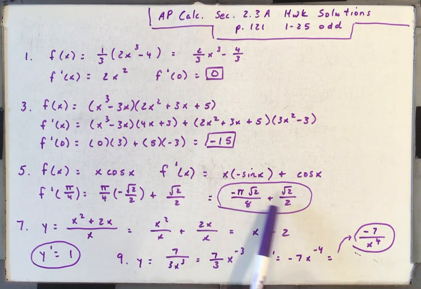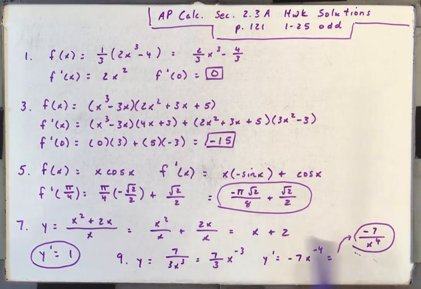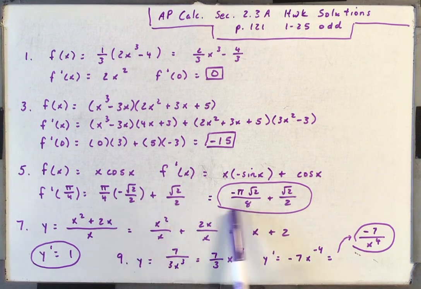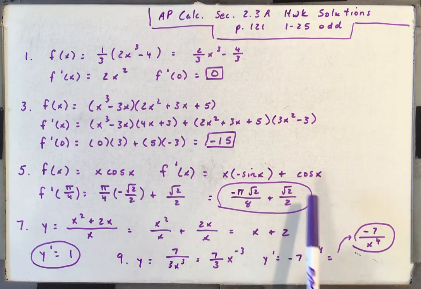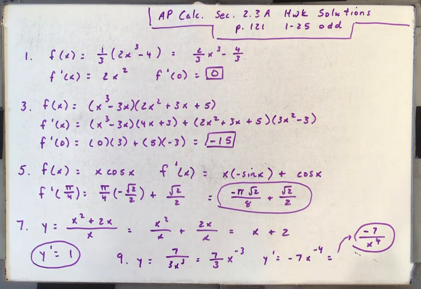And so I'm just going to clean this up a little bit. You don't have to get a common denominator. The back of the book might have done that. But I would have negative pi times root 2 over 4 times 2 is 8 plus root 2 over 2. We could multiply this by 4 over 4, and then we'd have a singular fraction, but that's more work than you have to do on my account.